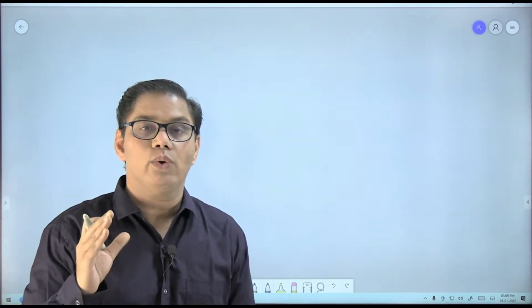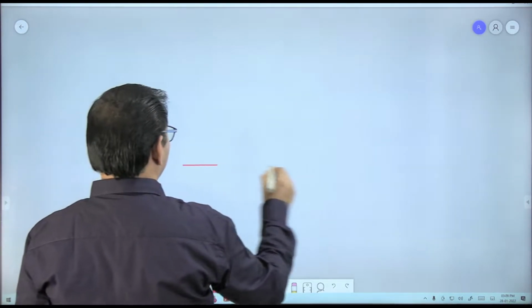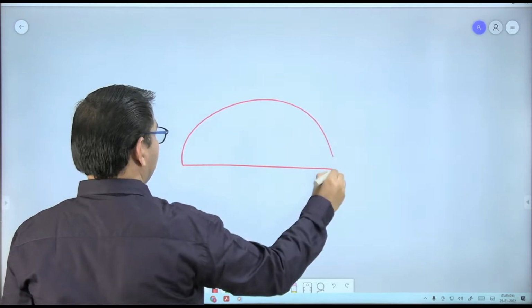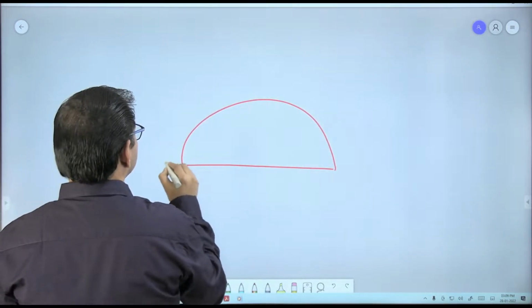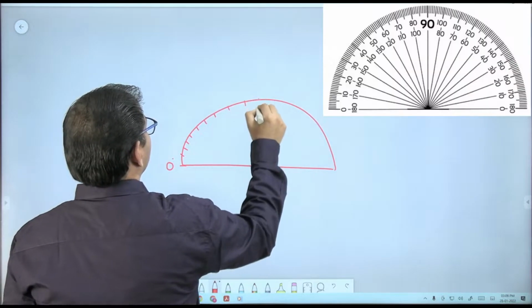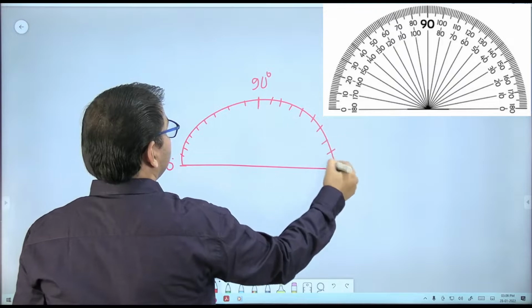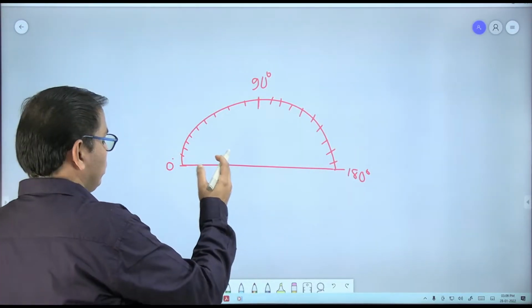In ICSE, you are not allowed to use your protractor. What do I mean by protractor? This instrument. We call it a D also, and it is graduated from 0 to 180 degrees, with 90 degrees at the midpoint, correct? You are not allowed to use this.